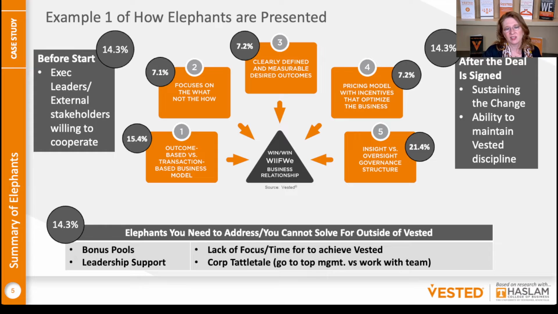Now let's look at an example of how you can present these elephants. This is done in PowerPoint, but again, we've done it by rule. We've got some that are before the start, some are after the deal signed. You can easily see by calculating how many stickies there were with each elephant, the themes. So 21.4% were around governance. I always like to start with going over the ones where the categories are the largest, and go over all the governance ones first, and then go over the next ones.